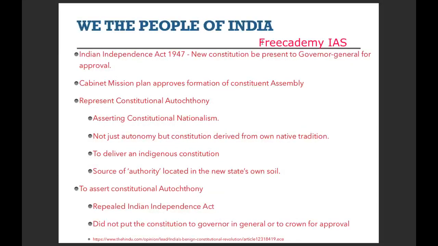We the People of India basically represent the constitutional autochthony. What do we mean by this autochthony? Autochthony is that we the people have ourselves designed this constitution. It is basically constitutional nationalism. The constitution is a product of Indian people. It is not imposed by the British or the Americans, like how the Japanese constitution was developed. So it is not like that.